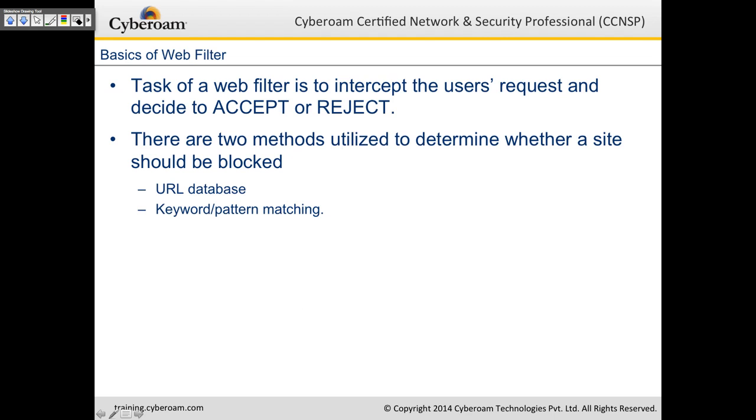So what is the task of a web filter? The task of a web filter is to intercept the user's request and decide whether to accept the request or reject the request. There are two methods utilized to determine whether a site should be blocked. It's based on the URL database or a keyword or pattern matching. Now the URL database compares a set of URLs to a specified defined category and then it decides whether to allow it or to block it.